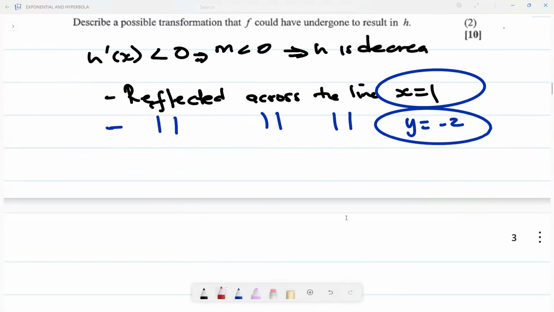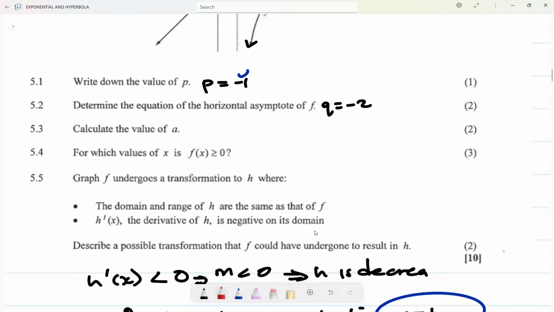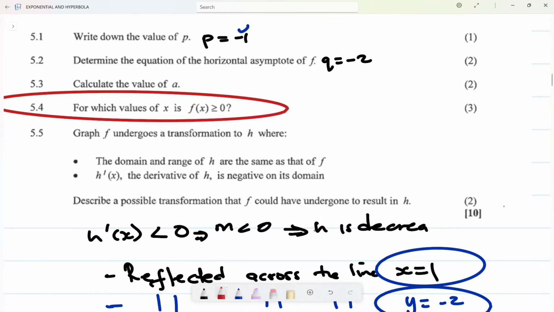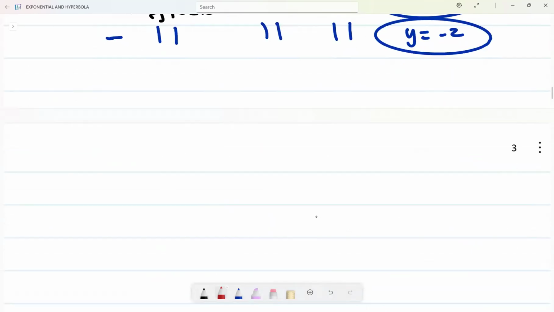Did I skip any question, guys? I feel like I skipped a question. Yeah, guys, I skipped a question here. Find the values of x for which f of x is greater than 0. Okay, I'm going to come to that. Let's look at what the memo said here.